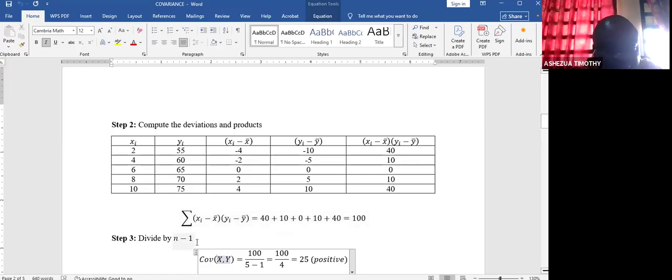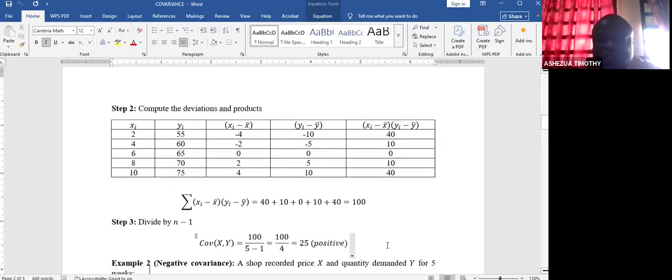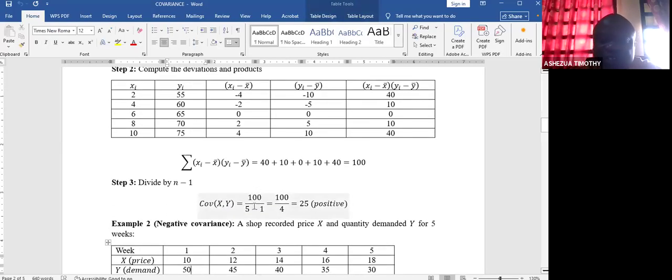And divide by n minus 1, because we're talking about a sample. If it's a population, it's divided by n. Since it's a sample, it's divided by n minus 1. So the covariance of x and y is equal to 100 all over n. The numbers are 1, 2, 3, 4, 5, so our n is 5, and 5 minus 1 gives us 4. So 100 over 4 gives us 25, which is positive.